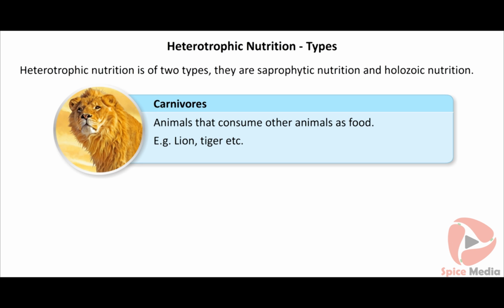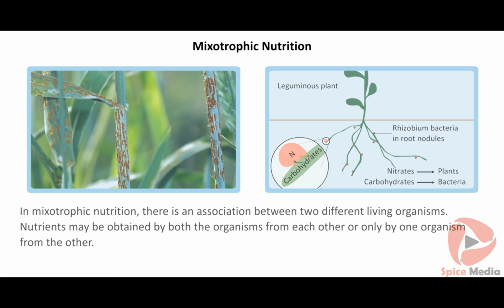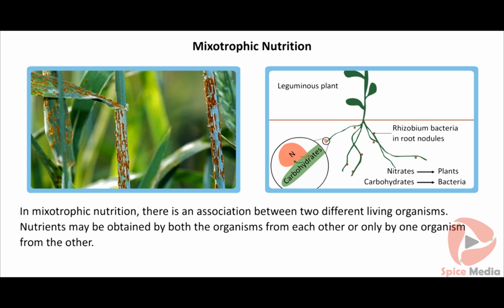Carnivores are animals that consume other animals as food. Example: lion, tiger. Omnivores are animals that consume both plants and animals. Example, man. Mixotrophic nutrition. In mixotrophic nutrition, there is an association between two different living organisms.